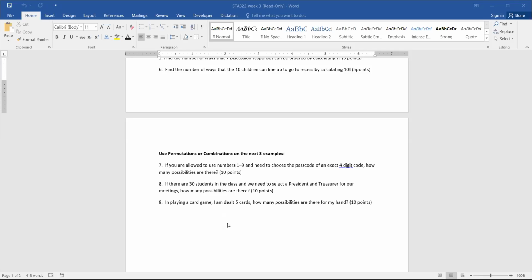The implication on question 7, for 1 to 9, you choose 4, is that, again, we don't have the ability to duplicate the numbers. So we can't have 1, 1, 1, 1 or 5, 5, 5, 5. Okay, that's an implication there. Can we do that? Absolutely. A 4-digit code is a 4-digit code.